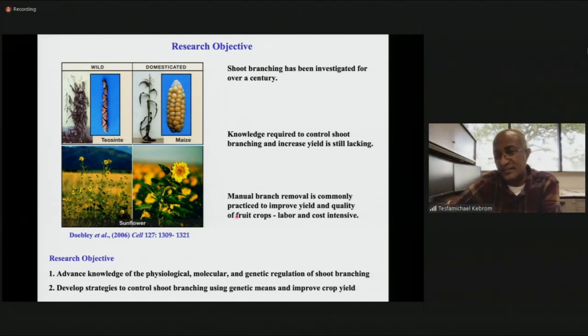Farmers also practice manual branch removal, especially fruit growers, to improve the quality of fruits and to increase yield. And this is labor intensive, also cost intensive. They spend about 20% of the cost of production on manual removal. So the objective of my research is to advance knowledge of the physiological, molecular, and genetic regulation of shoot branching and develop strategies to control shoot branching using genetic means and improve crop yield, so that farmers don't need to do manual removal of branching and things like that.